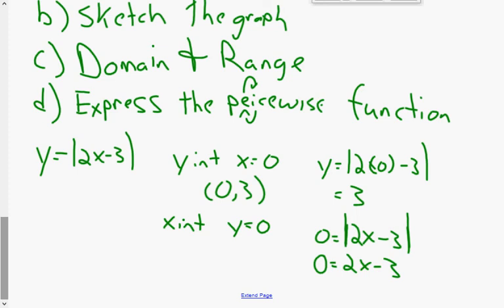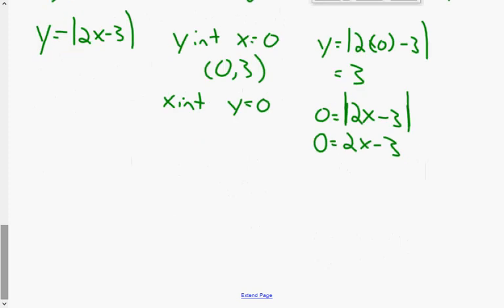Okay, so now I just solve for x, right? So I bring the 3 over by adding it, and I divide by 2. So my x-intercept is at 3 over 2. Now, this one is important. We're going to come back to this one. Okay? So those are my intercepts. Done. Sketch the graph.